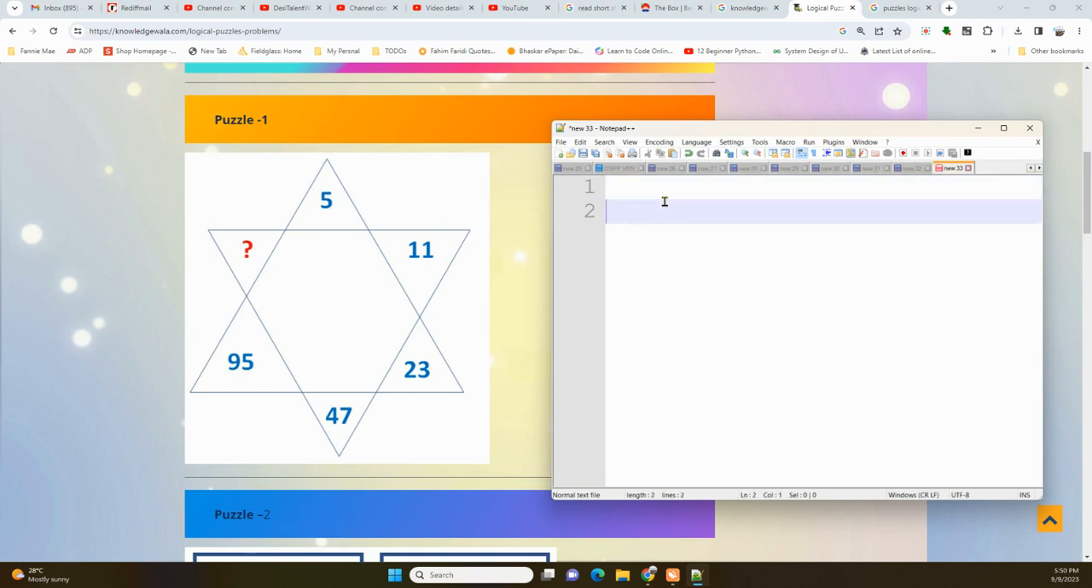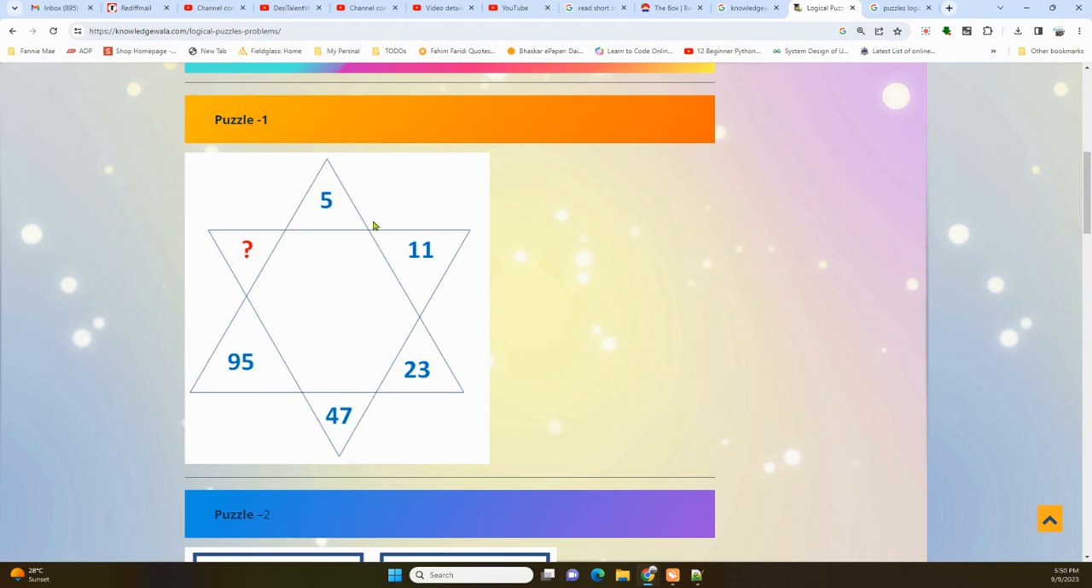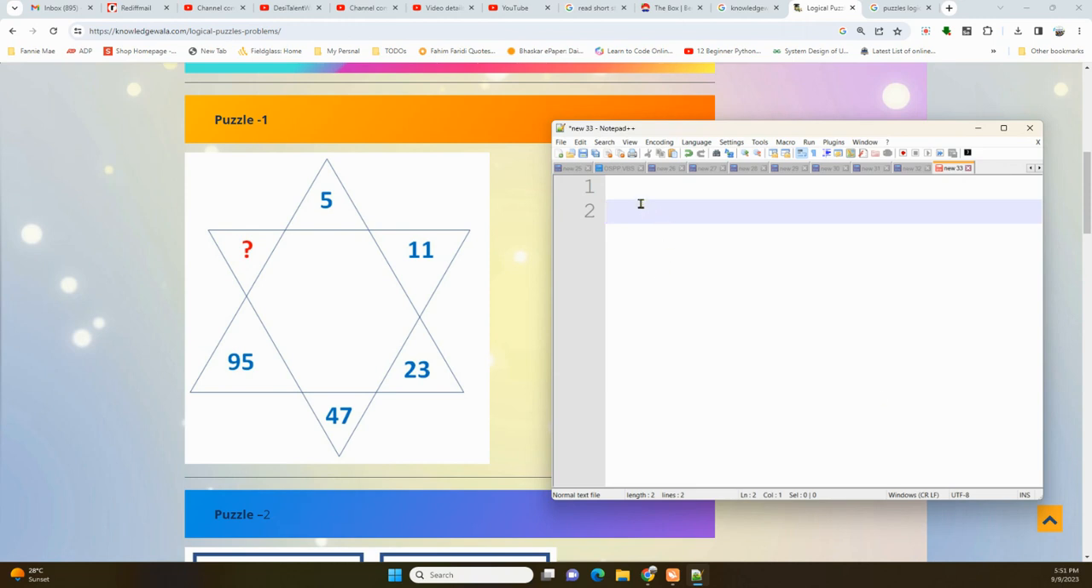Okay, so if you see, the numbers start with 5, then the second number is 11, then we have 23, then 47, then 95, and then the missing number. We have to find out the missing number. So we have to find out the pattern, and solving puzzles is very good to develop your brain. So guys, please remember, start solving puzzles if you are not doing it in your day-to-day life.